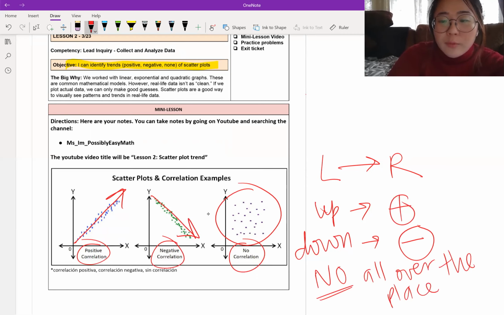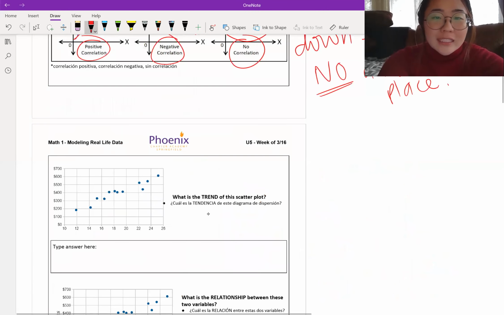So using more friendly language, when I say there's a positive correlation, I'm saying there's a positive relationship between X and Y. If I say there's a negative correlation, I'm saying that there's a negative relationship between X and Y. And you guys already know, if I say there's no correlation, it means there's no relationship between X and Y, okay? So everyone keep that in mind. We're going to move on to the next page.